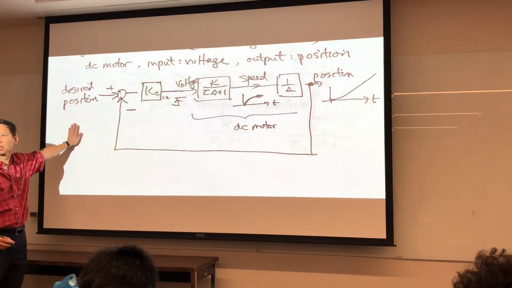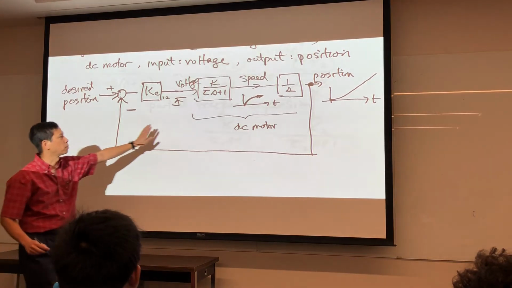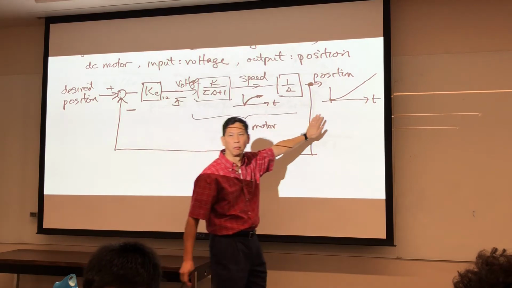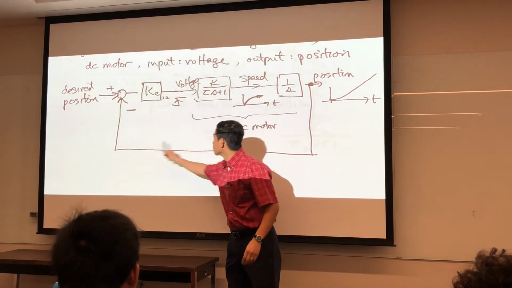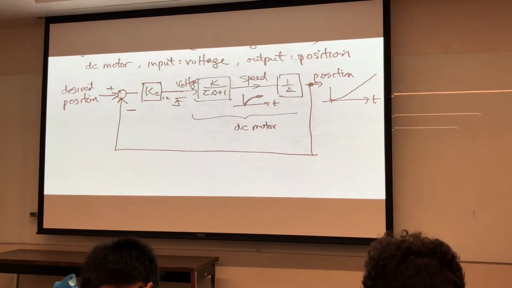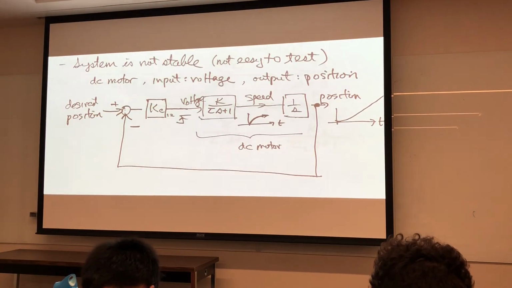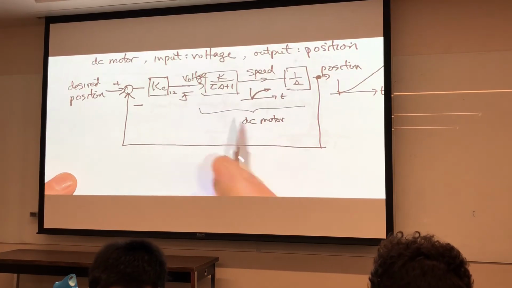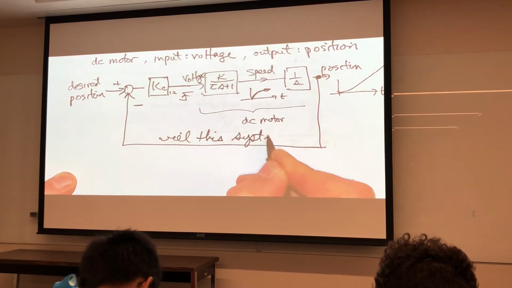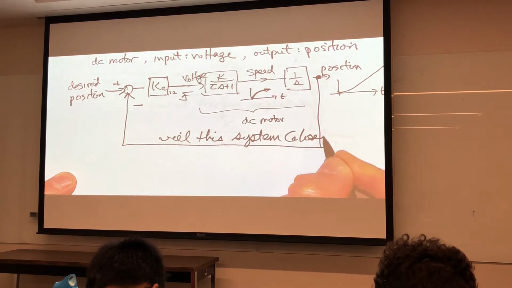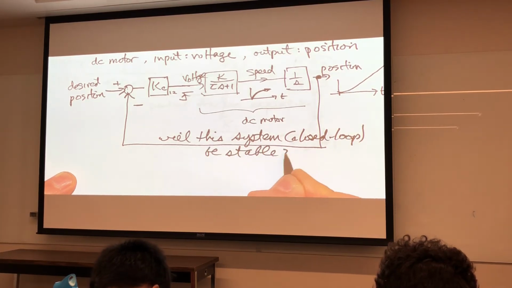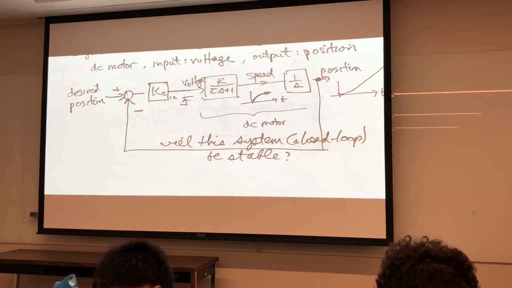I put a step over here. I don't put a step right here. I put a step right here. And I take a look at what is going to happen. Now, the question is, will this model be stable? Let's, instead of talking about it in this abstract manner, let's ask ourselves, will this system, closed loop, be stable? If it's stable, then I can do some testing on the system.